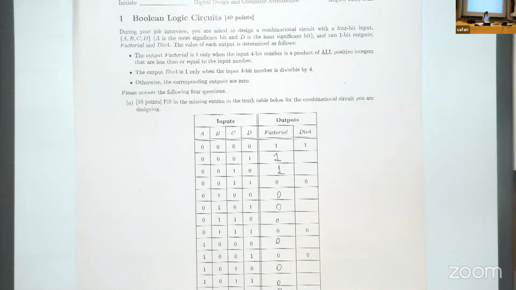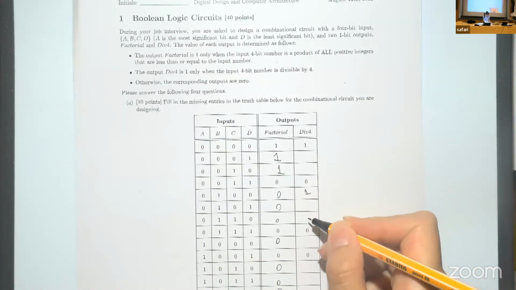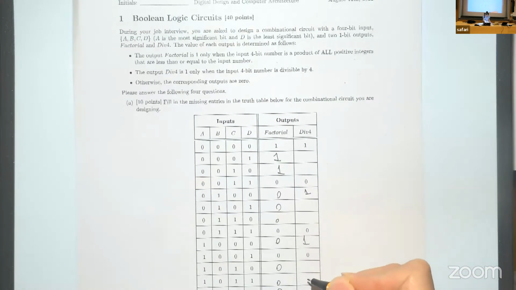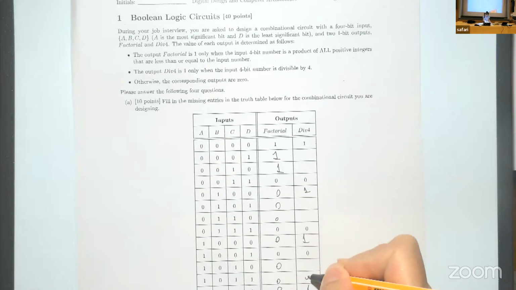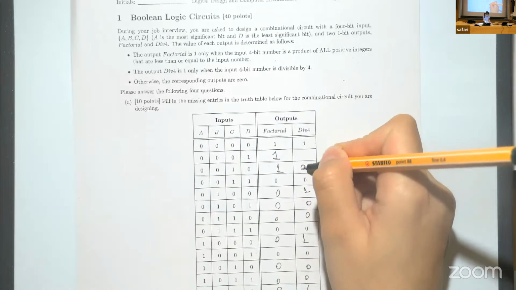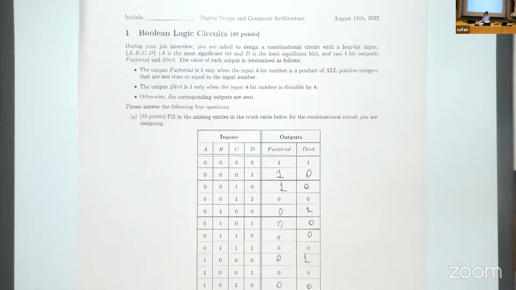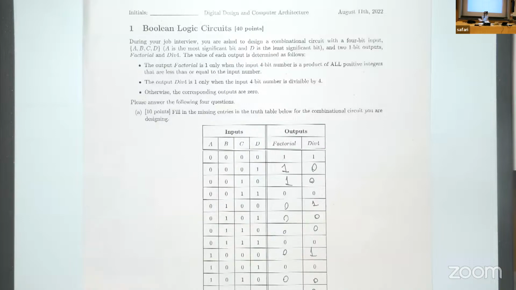The second output is called D4, which is only 1 when the input 4-bit number is divisible by 4. This is only the case if the input number is 0, 4, 8, and 12, which is this. And all the other ones are 0. I was a bit fast in that part because it's a simple task, but if you have any questions, we can go through that section. Otherwise, I will go through the other sections.